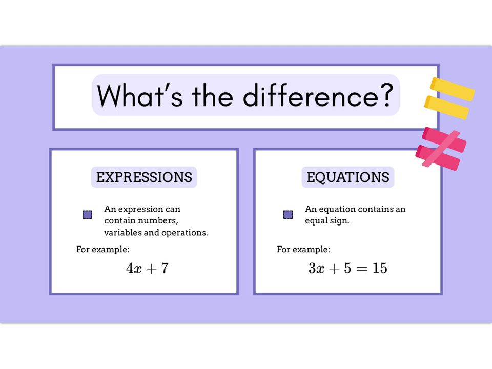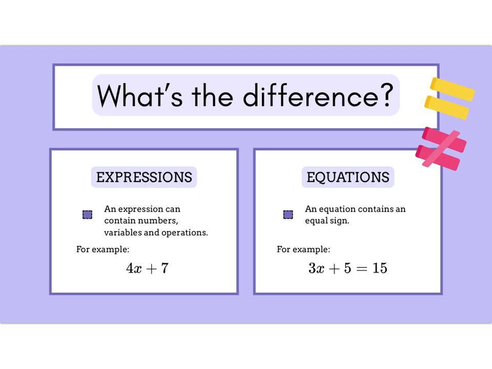So here in this slide, we have an expression and we have an equation. So expressions can contain numbers, variables, and operations. So for example, 4x plus 7. It does not have to include all three. It can include only variables and operations or only numbers and operations.